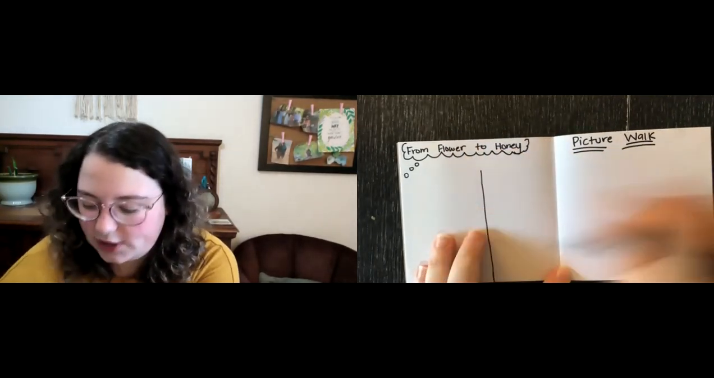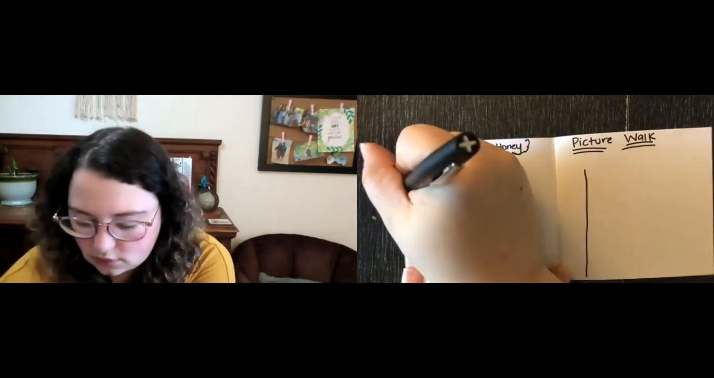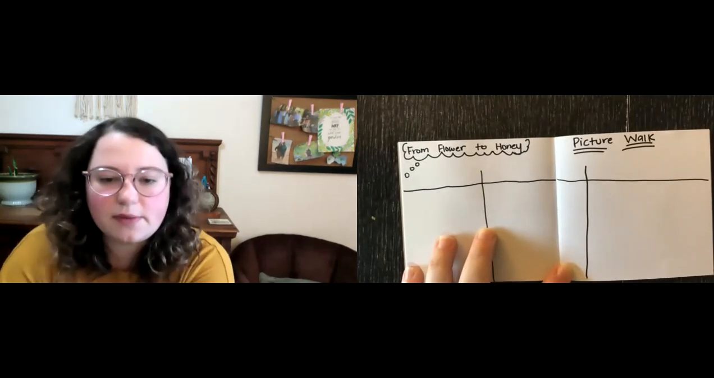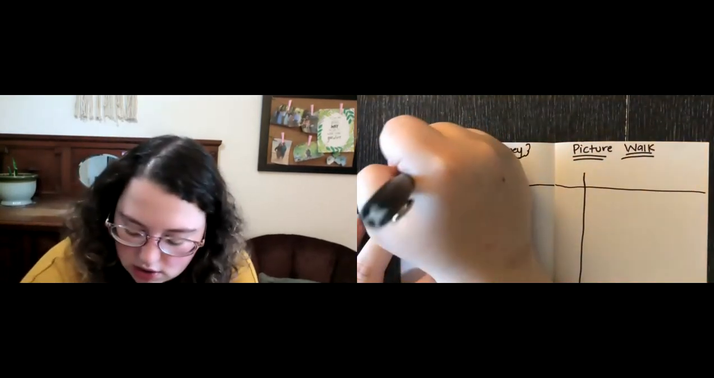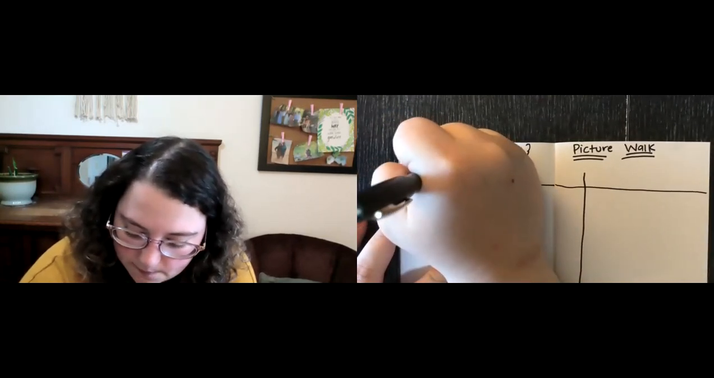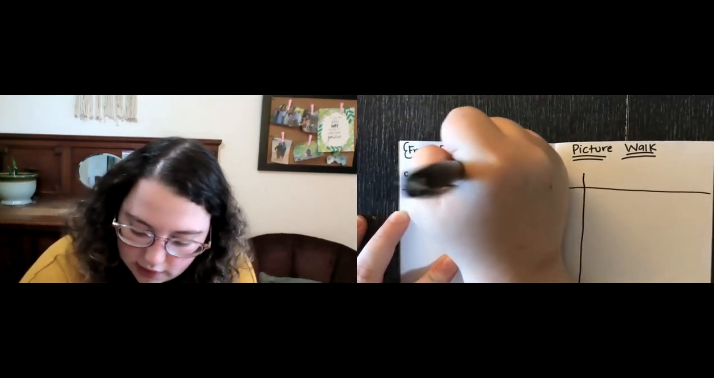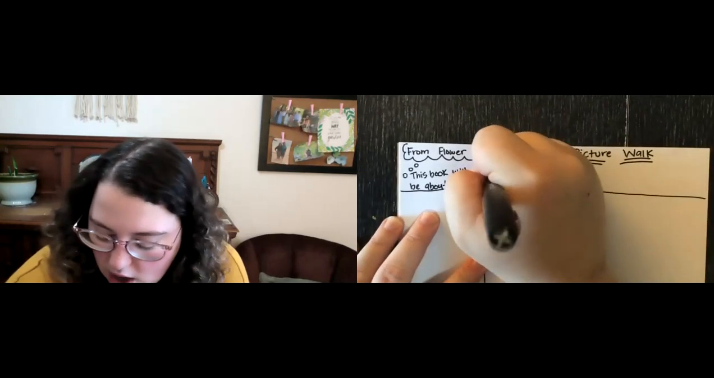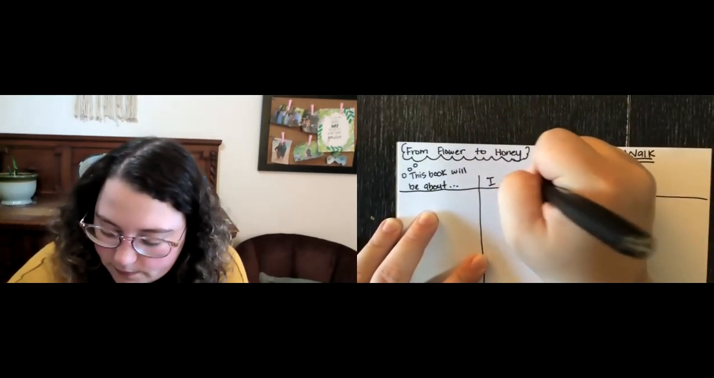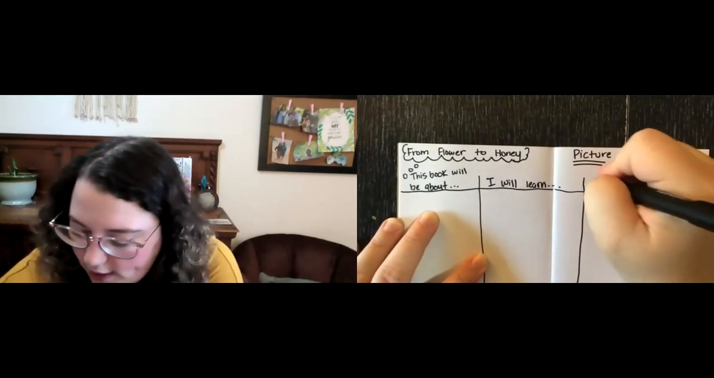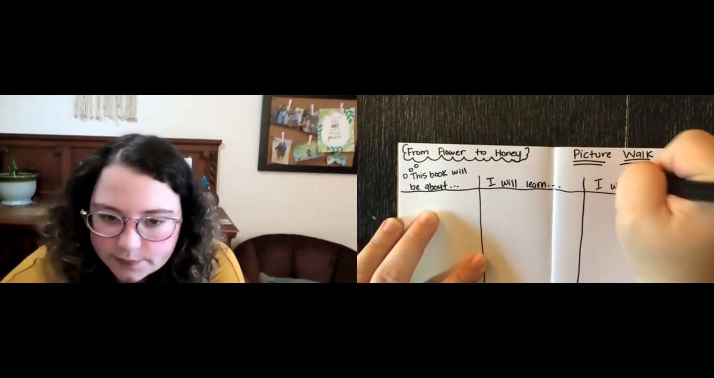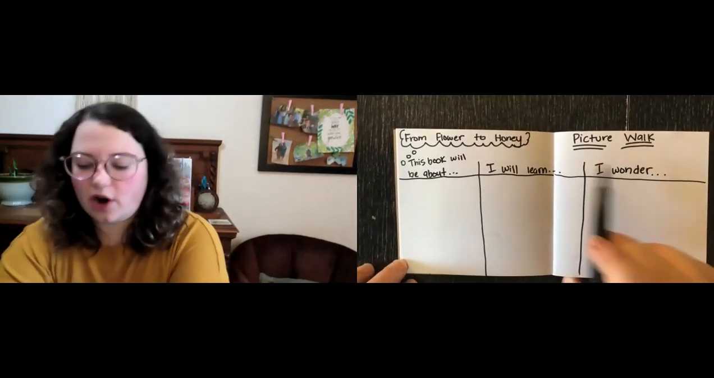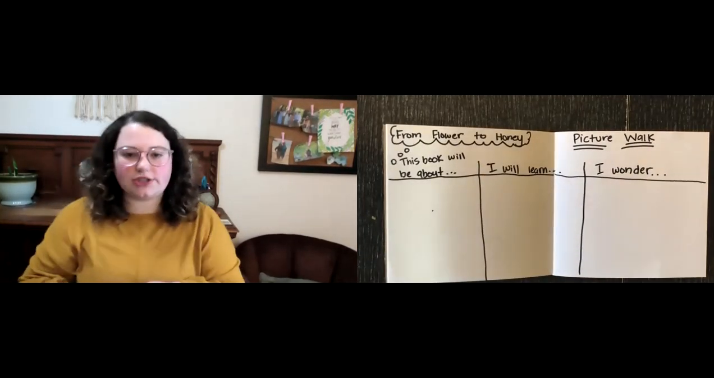So I'm going to divide my page into 3 columns. And remember, this is just for our thinking, so it doesn't have to be perfect. And then I'm going to put my 3 things here. This book will be about, I will learn, and I wonder. And as I read and as I look through the pictures during our picture walk, I'm going to think about these 3 questions and add to the column.